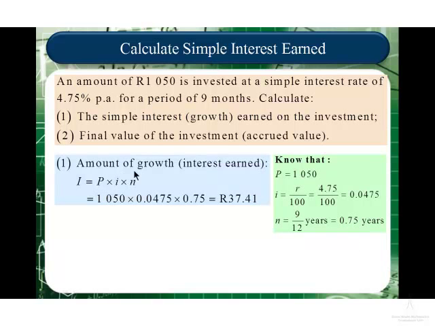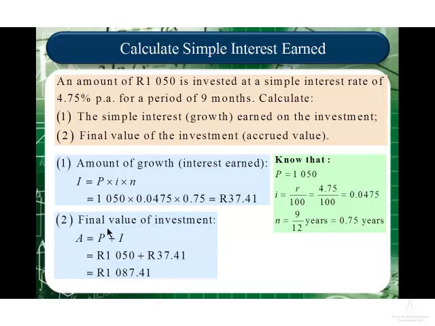So the amount of growth over the 9 months period, or the interest earned, will be, as discussed earlier, the total interest I equals P times small i times n, and we just substitute the values as shown in the green part of the screen from the information that was given. We have an overall amount of 37 rand and 41 cents that constitutes the total interest earned over the 9 months period.